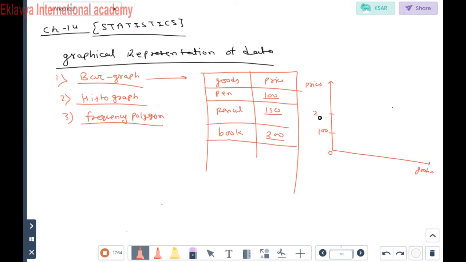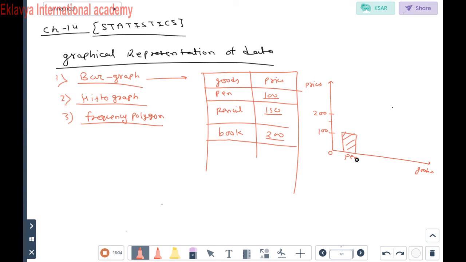200 फॉर्म होगा 100, 200 एंड दैट इज 150. फर्स्ट पेन प्राइस इज 100. सो पेन, फर्स्ट ब्लॉक आपको एक ब्लॉक लेफ्ट करना है, देन पेन प्राइस इज 100. ये किसको शो कर रहा है? दैट इज द प्राइस ऑफ द पेन. Then again we will leave one block between them. It is compulsory in bar graph. Then we will leave equal space between two bars.